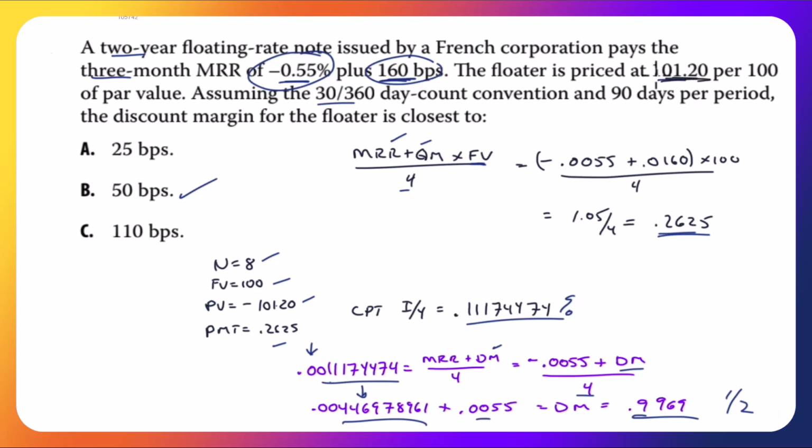Now, it sort of makes sense because what do we have? We have a premium bond. You have the quoted margin of 160 basis points. So you're going to need a discount margin that is less than 160 basis points. This is 99, but not so much less because it's not that much of a premium, 101.2.